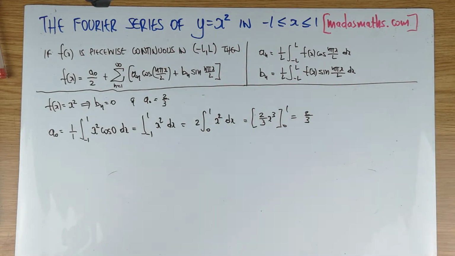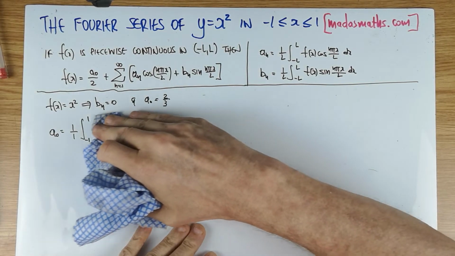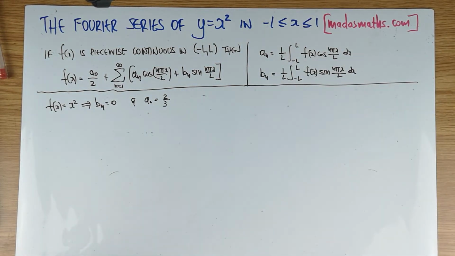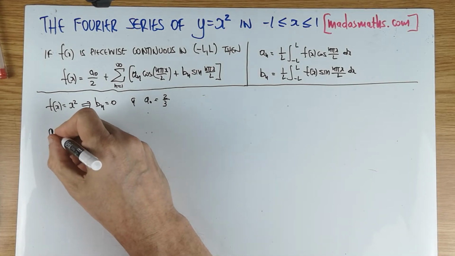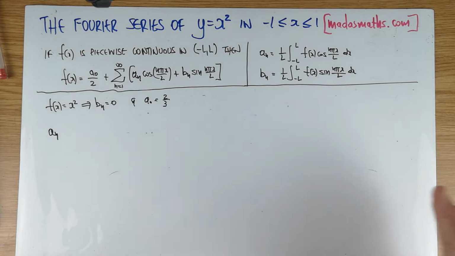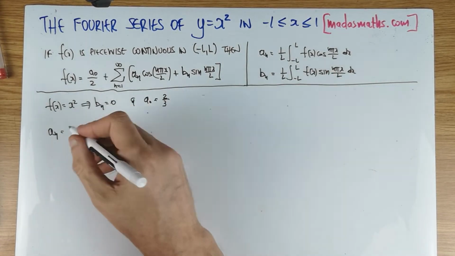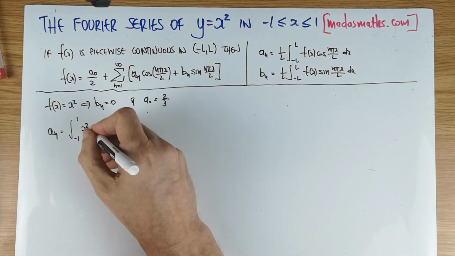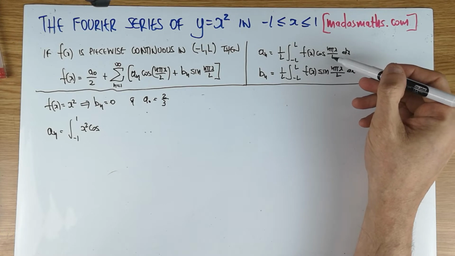So we're going to get now the general an's. This is going to be a little bit messy, because this will have two integrations by parts. So let's look at the an, for n equals 1, 2, 3, 4, 5, and so on; the 0 we've done separately here. So that's going to be 1 over 1, I'm not going to write it, the integral from minus 1 to 1 of x squared cos of n pi x over 1.